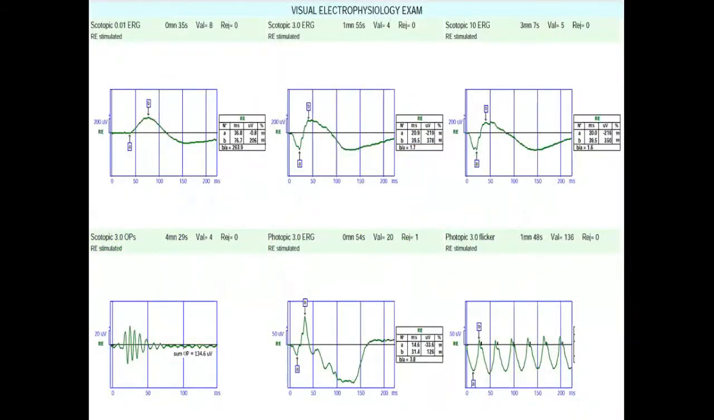While we give this entire report to the patient, or if we upload it on our server, the actual response of the full-field flash ERG looks like this, which is in front of you at present.